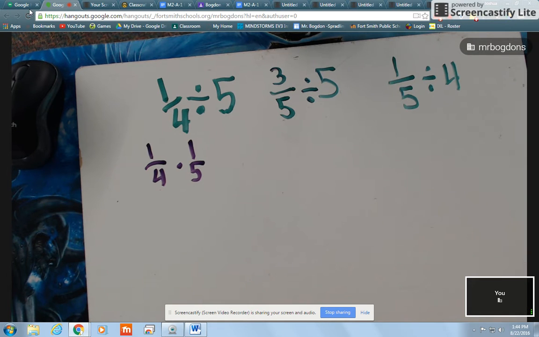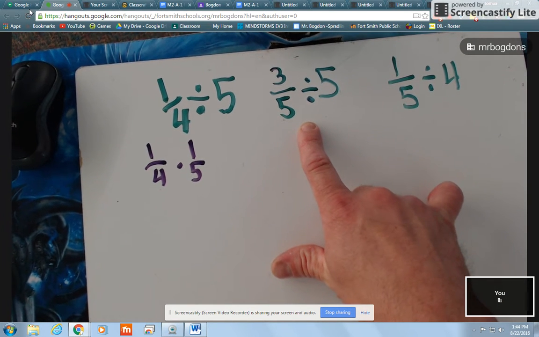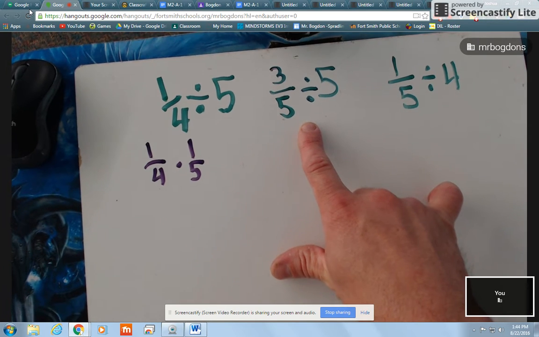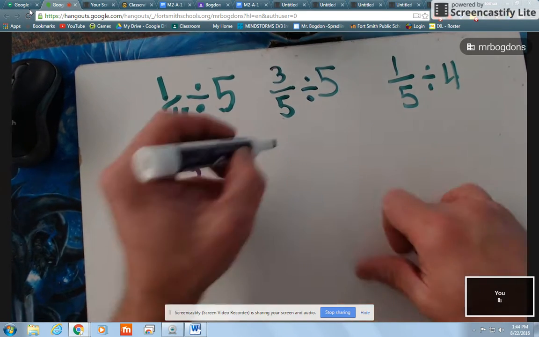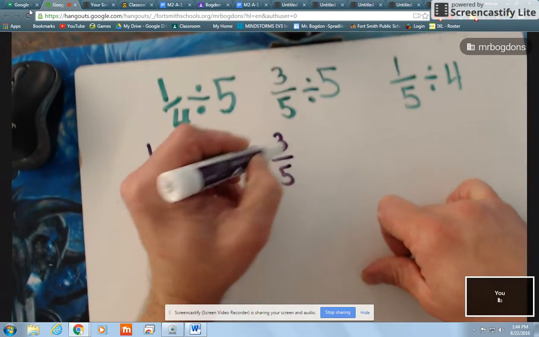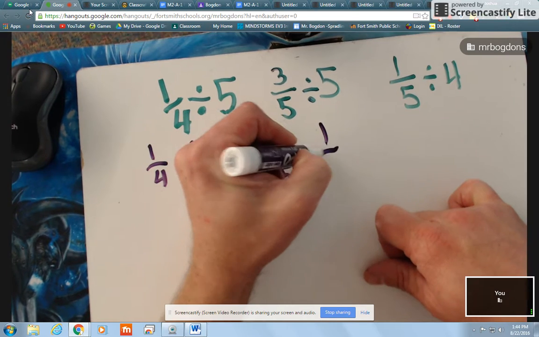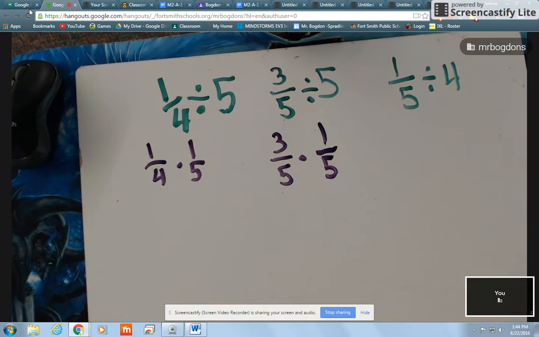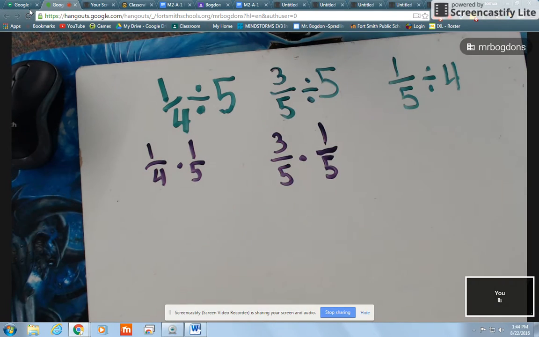That's exactly right. Who has a multiplication sentence for 3/5 divided by 5? Someone that hasn't participated. Alex. 3/5 times 1/5. That's also exactly right. That's the same thing as saying I'm taking 1/5 of 3/5. I could flip-flop these all day long and still get the same answer.